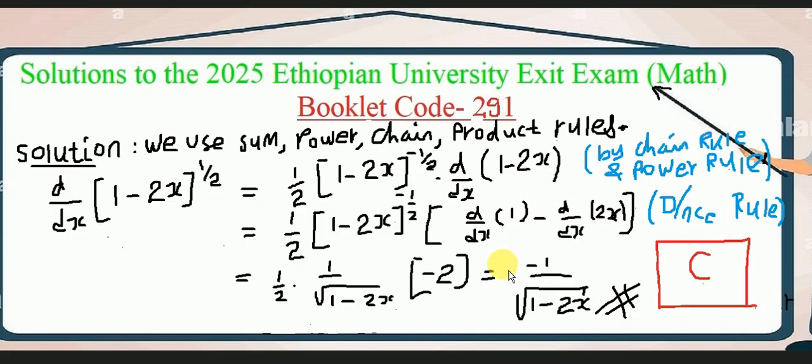The rule of derivatives for a difference should be used here: the derivative of 1 minus the derivative of 2x. The derivative of a constant is 0, and for the derivative of 2x, the 2 can be taken outside, and the derivative of x is 1. So we have -2 only, because the other term is 0. So -2 times half times this gives us -1 over square root of 1 minus 2x, and this is choice C, yes.